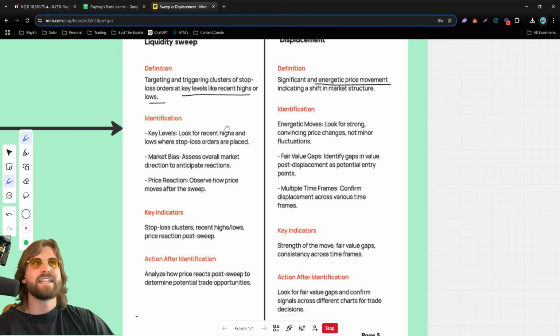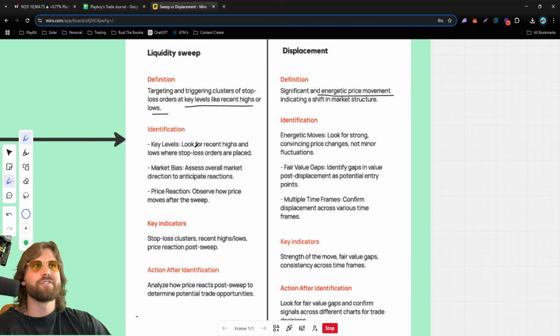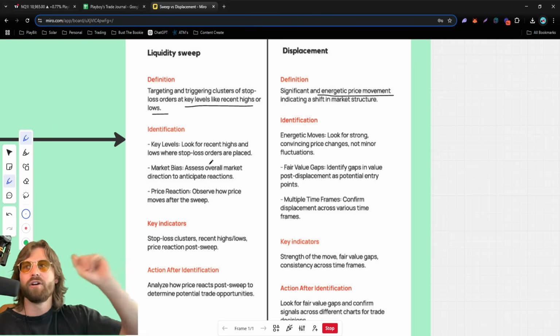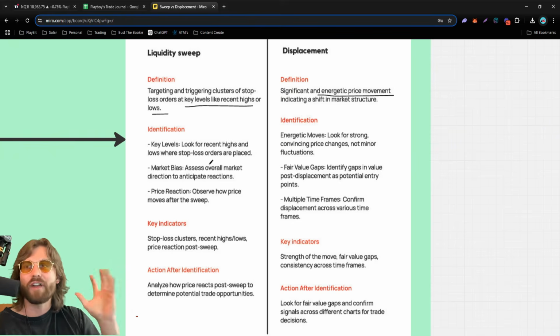Now, the identification of a liquidity sweep. Key levels: look for the recent highs and lows. This is mechanical. Look for recent time-based sessions. You just look for London high lows, Asia high lows, New York high lows. That's it. Very, very simple. Or clusters, which inevitably can be equal highs or relative lows, or highs that are close together.